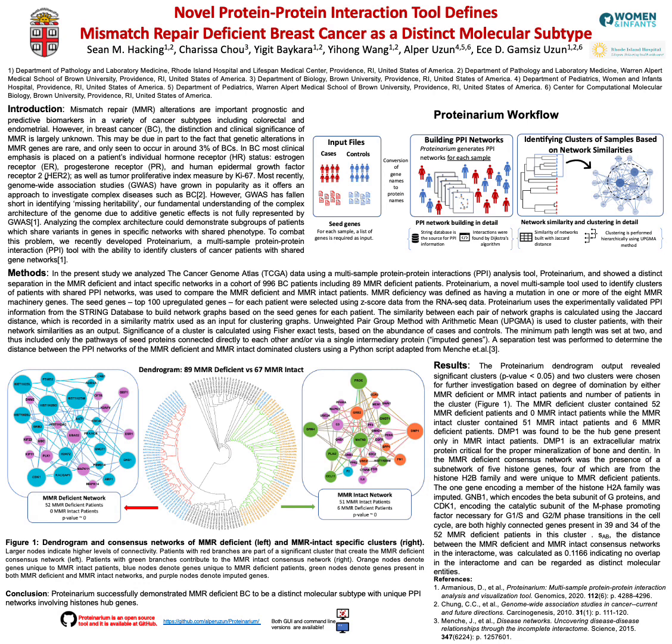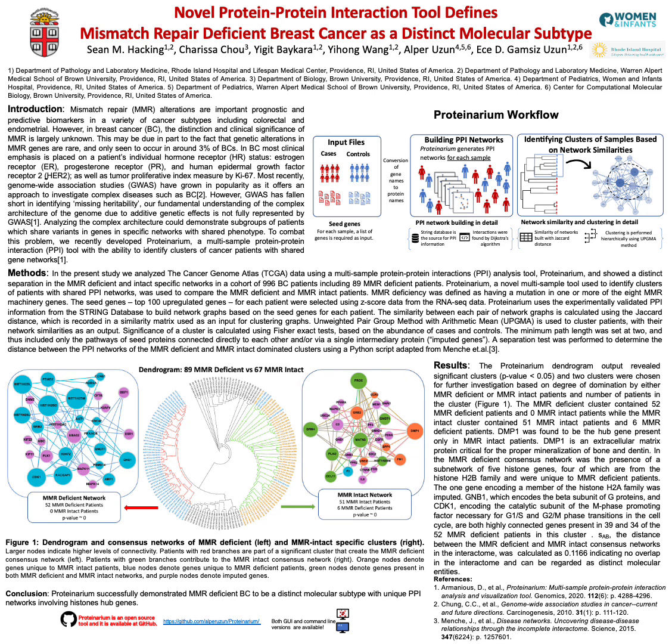The minimum path length was set at 2 and thus including only the pathways of seed proteins connected directly to each other and/or via a single intermediary protein, imputed genes. A separation test was performed to determine the distance between the PPI networks of the MMR deficient and MMR intact dominated clusters using a Python script adapted from Manchi et al. The Proteinarium dendrogram output reveals significant clusters, and 2 clusters were chosen for further investigation based on degree of domination by either MMR deficient or MMR intact patients and number of patients in the cluster. Those results are shown in Figure 1.